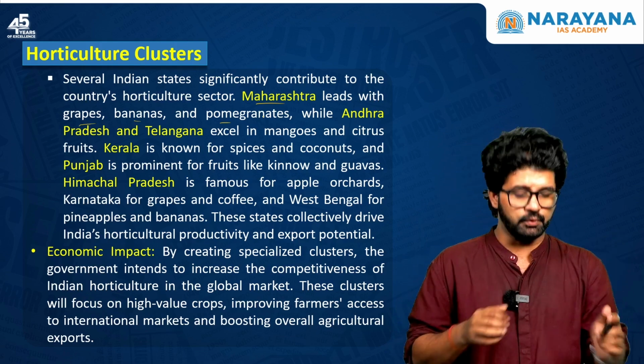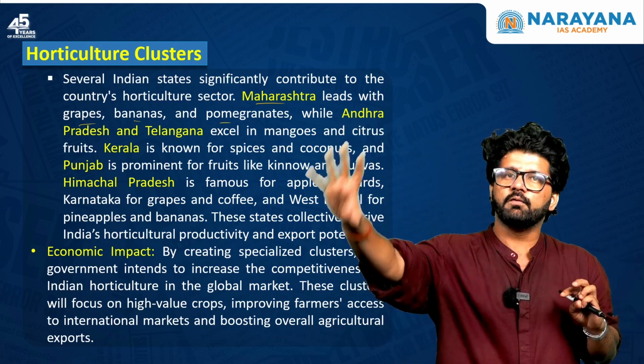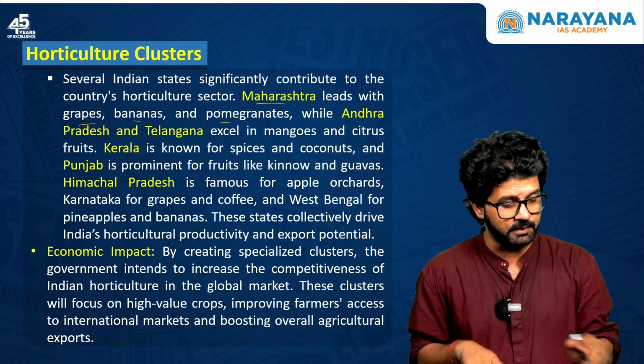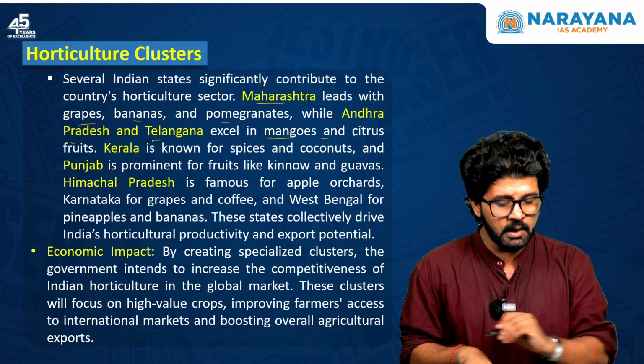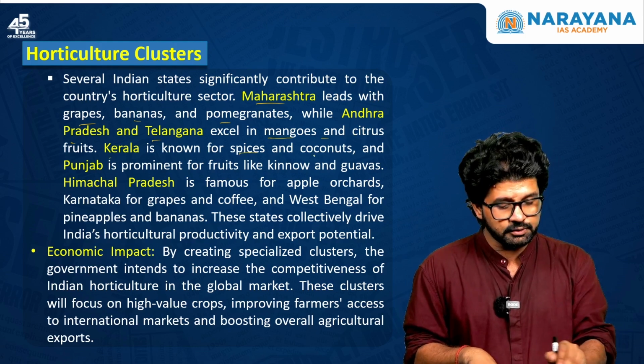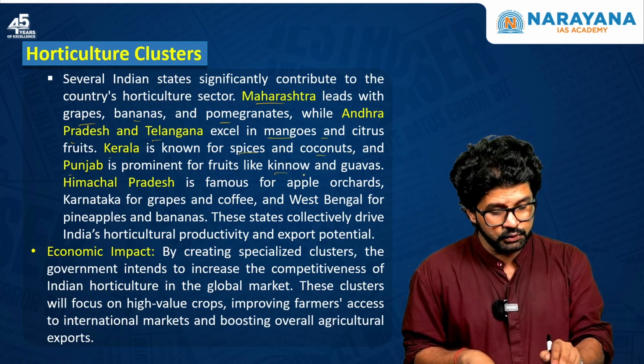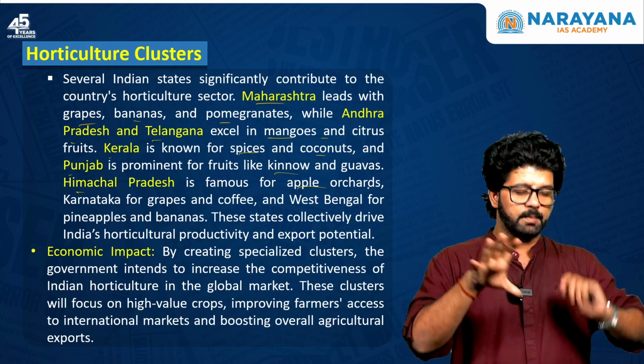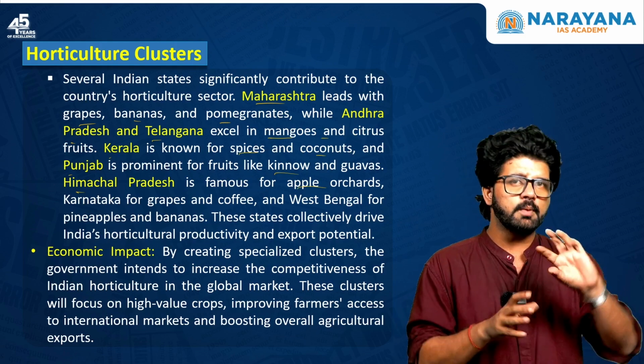Sometimes they can even give you different states and which horticulture product they're doing very good in or specializing in, etc. Andhra Pradesh, Telangana excel in mangoes and citrus fruit. Kerala, spices, coconuts. Then Punjab, doing very good in quinoa and guavas. Himachal Pradesh, famous for apple orchards. So do remember, even if you forget one or two, do remember these states are doing good.